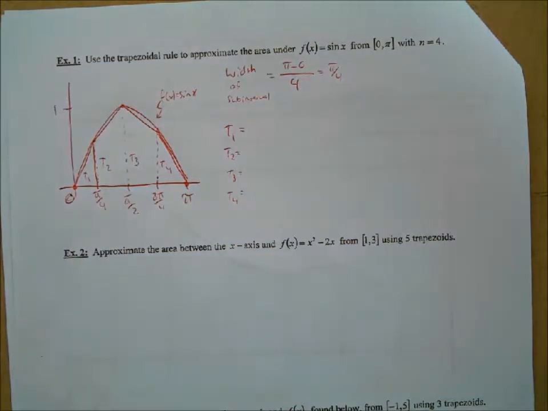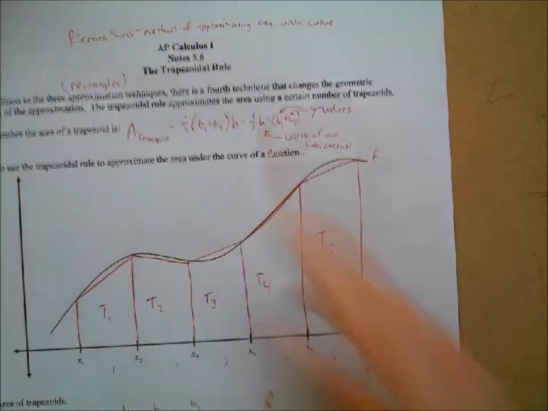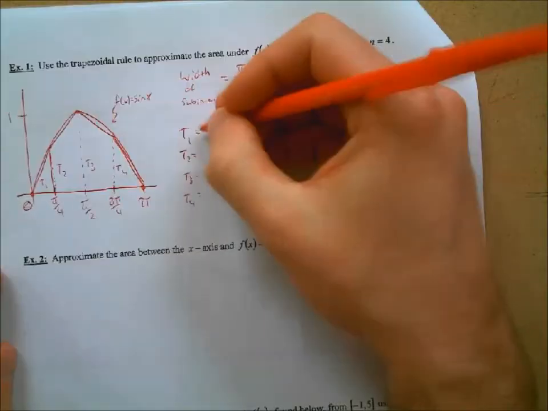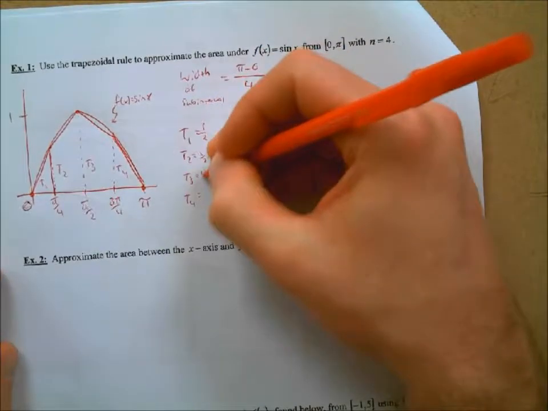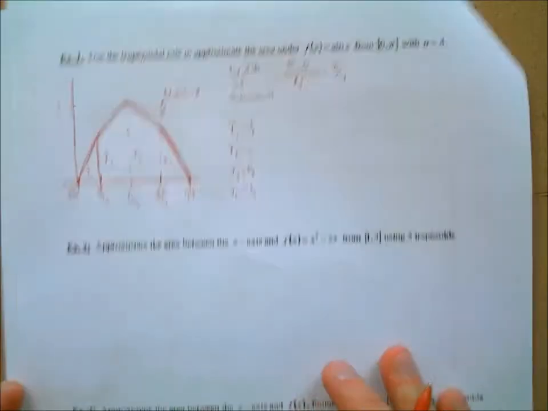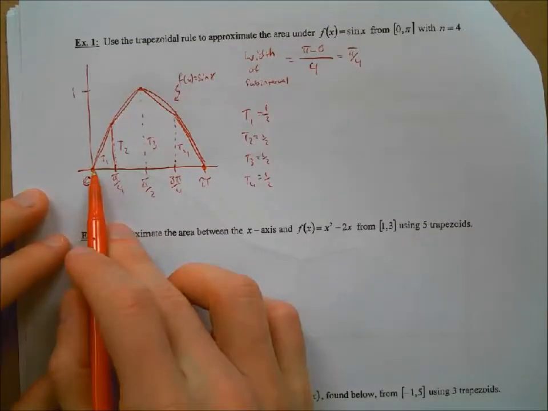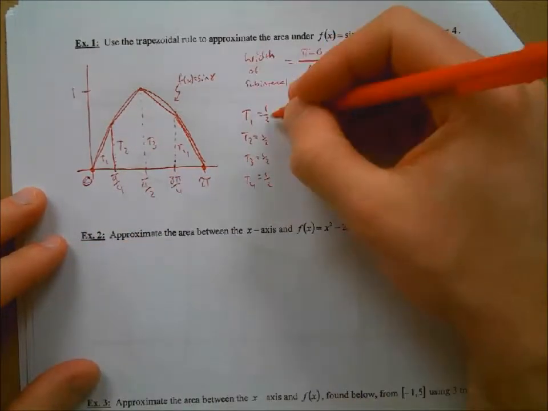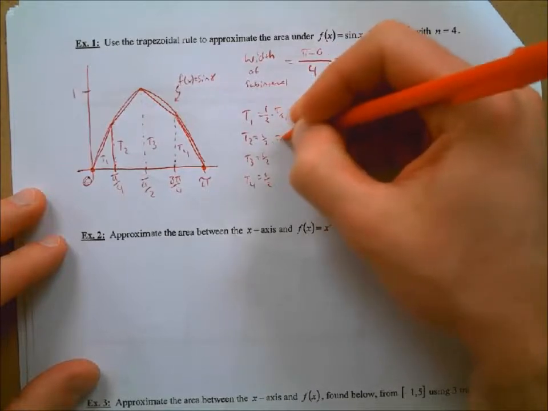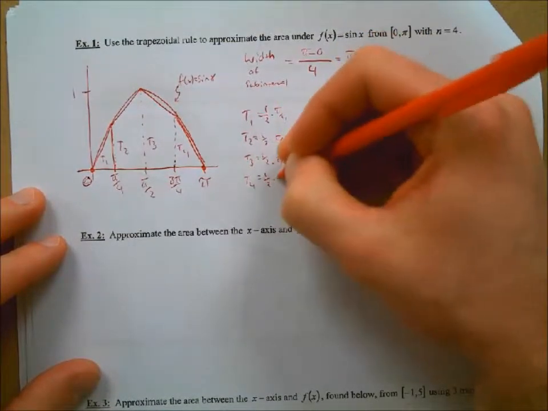Okay, so going back to our area formula for the trapezoid, we're always going to have that 1/2 times the height. Okay, so we're going to have all these 1/2s in front. What are the heights for all these trapezoids going to be? Pi over 4, right? Remember, the height is the width of the subinterval here. So it'll be times pi over 4, pi over 4, pi over 4, pi over 4.